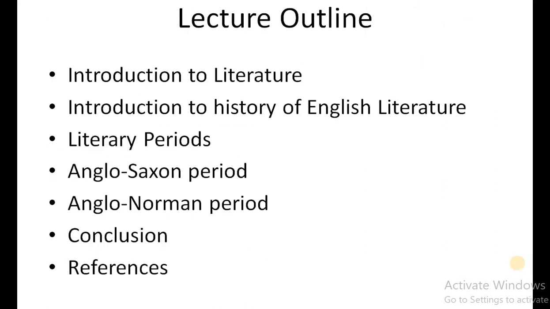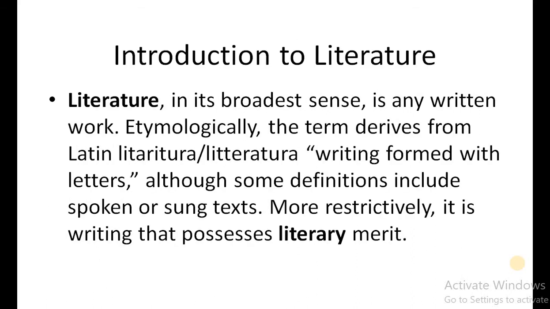First we have the lecture outline. The topics that we have to cover in this lecture are introduction to literature and introduction to history of English literature. In this introduction I'll tell you why it is important to understand the history of English literature before studying literature particularly. Then there are different literary periods. We will have a look at what the different periods of literature are. Then we will discuss only two periods in this lecture, the Anglo-Saxon period and the Anglo-Norman period, and there is a conclusion and references. Okay, starting with introduction to literature.